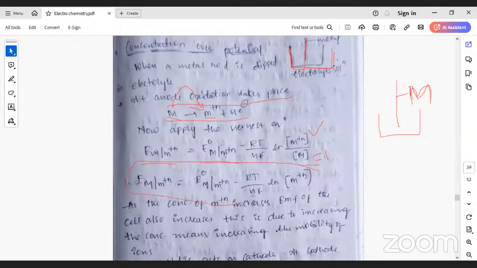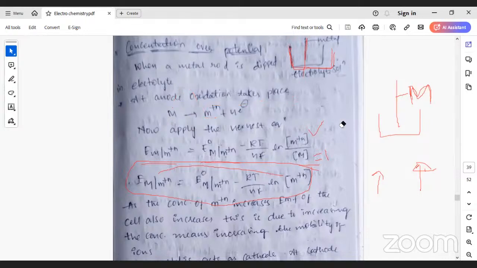Therefore, we get this equation: E cell equals E naught cell minus RT/nF ln [M^n+]. With the help of this equation, E cell is inversely related to the concentration of M^n+, so as we increase the concentration of M^n+, the EMF also increases because of the proportionality.